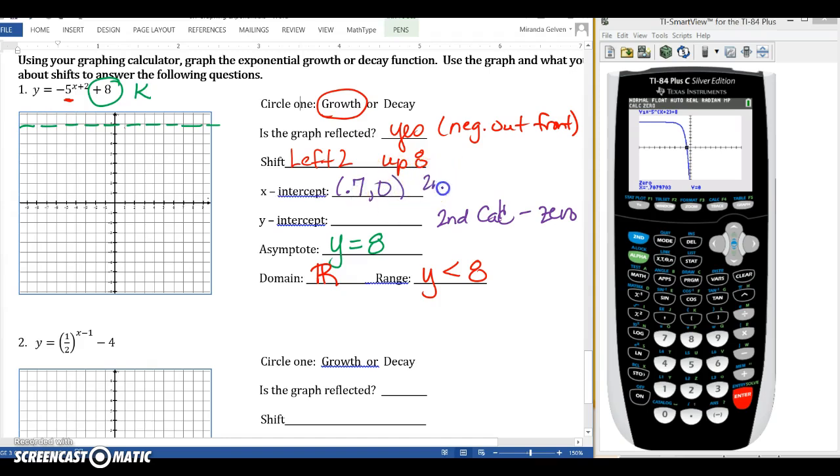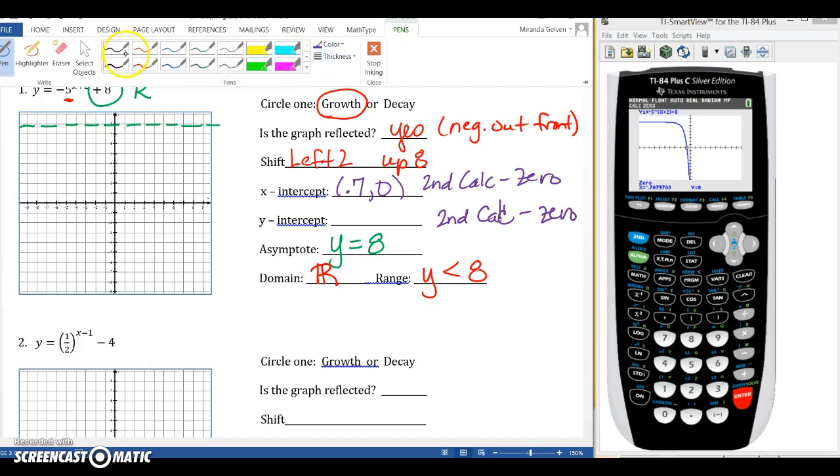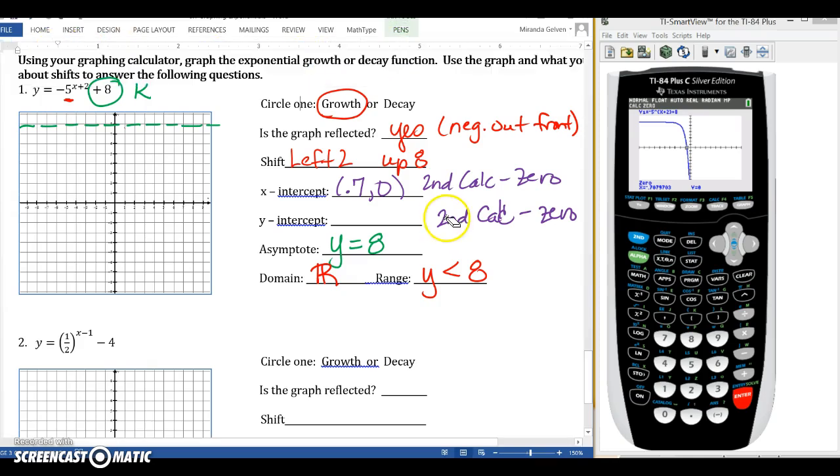So I'm going to put this second calc 0 up here. I wrote it in the wrong spot. No big deal. Get rid of that. Perfect.